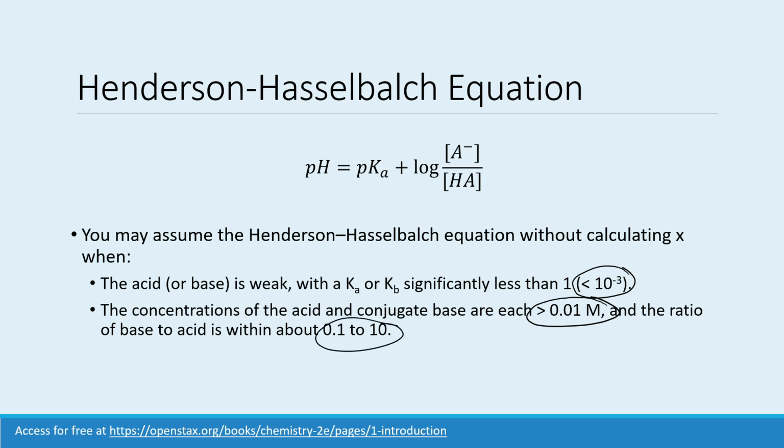Now, the Ka or Kb could be right at about the 10 to the negative third magnitude. That's okay. And we could have exactly 0.1 molar. That's okay. We just can't have greater than 10 to the negative third magnitude, or we can't have less than 0.01 molar.